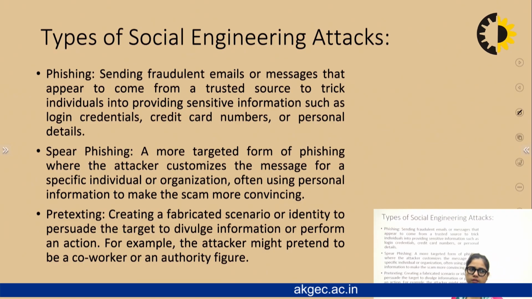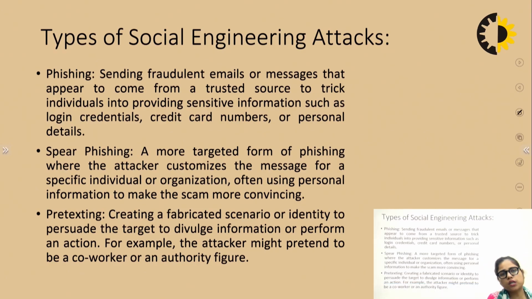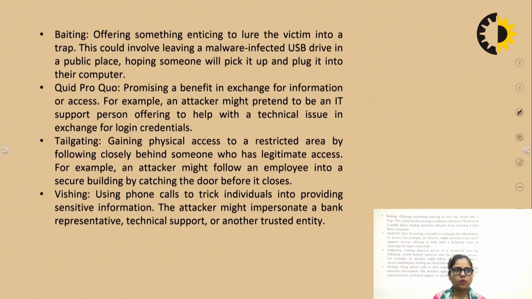The next one is pretexting. Pretexting is basically creating a fabricated scenario or identity to persuade the target to divulge information or perform an action. For example, the attacker might pretend to be a co-worker or an authority figure, or basically a trusted one. The next one is baiting: offering something to lure the victim into a trap. For example, a honey trap. This could involve leaving a maliciously infected USB drive in a public place, hoping someone will pick it up and plug it into their computer.